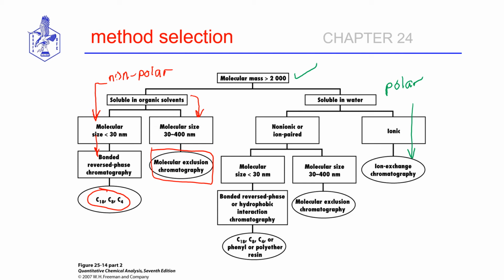If not, we go through the same kinds of questions about the magnitude of the size of our constituents. So less than 30 nanometers, we're going to do bonded reverse phase, and greater than that, 30 to 400, once again, we're doing size exclusion.